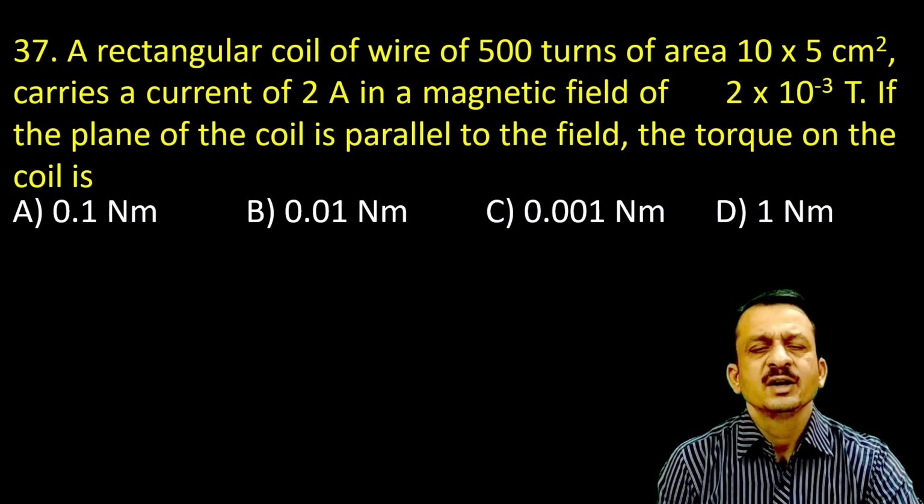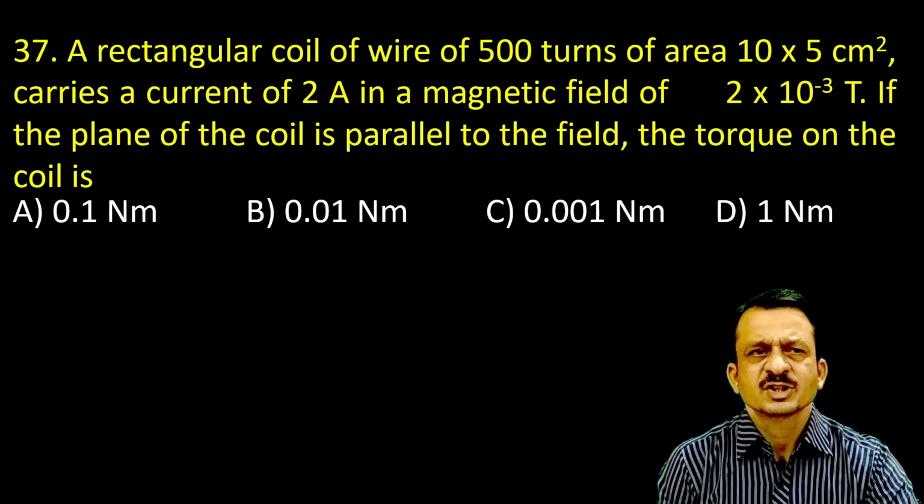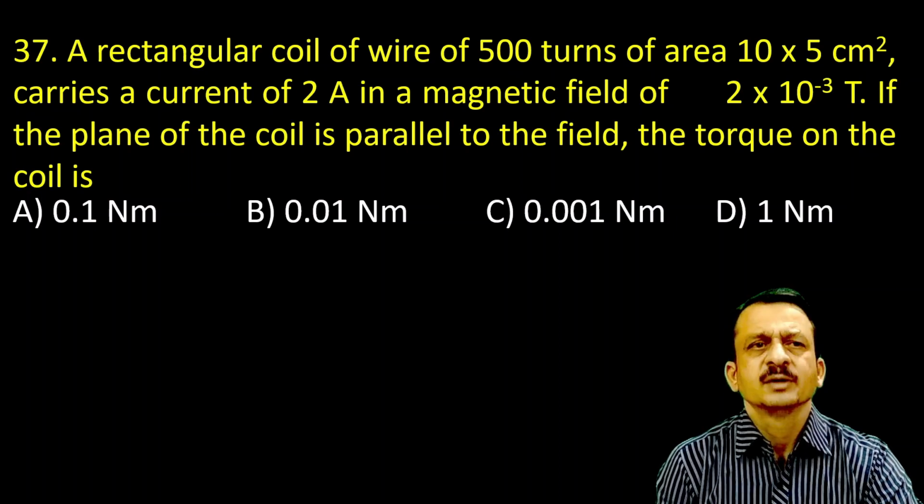D 1 Newton meter. Now in this problem, a rectangular coil having 500 turns and area of cross section is given. The area of cross section is in centimeter square. We have to convert it into meter. That should be remembered.